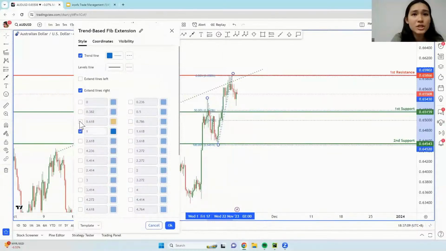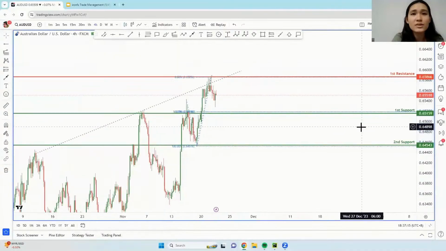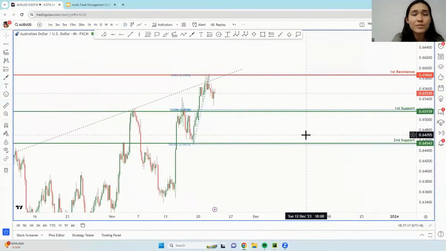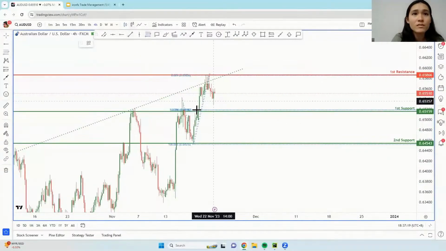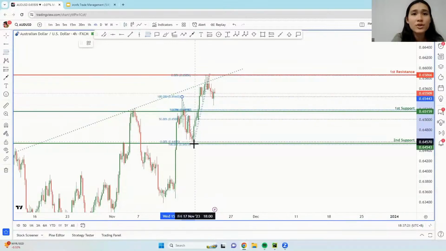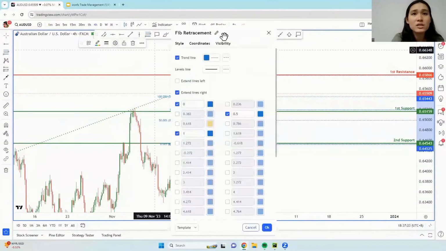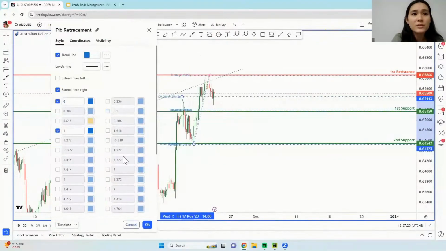Yeah, I'm looking for a projection here. And I can see my 78.6 lines up nicely with my first support. Okay, now I'm looking for an expansion. I think we will have an expansion here. Or maybe not.